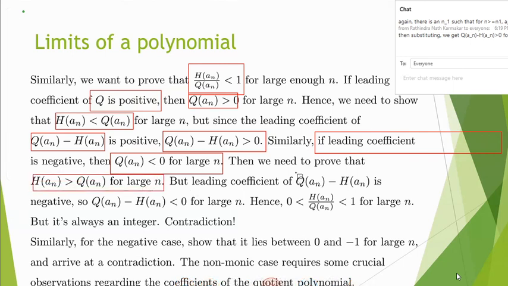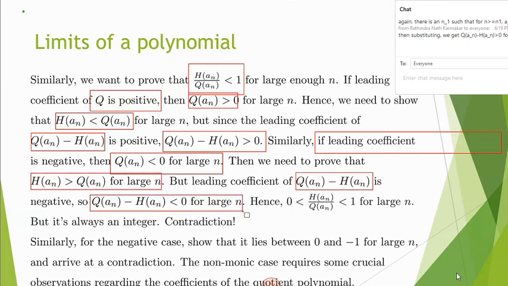But again, consider the polynomial q of x minus h of x, whose leading coefficient is the same as the leading coefficient of q. By the same argument as before, since the leading coefficient of q of x minus h of x is negative, q of n minus h of n is indeed less than 0 for large n. Hence, q of n is less than h of n, and by dividing by q of n, we observe that h of n by q of n is less than 1.